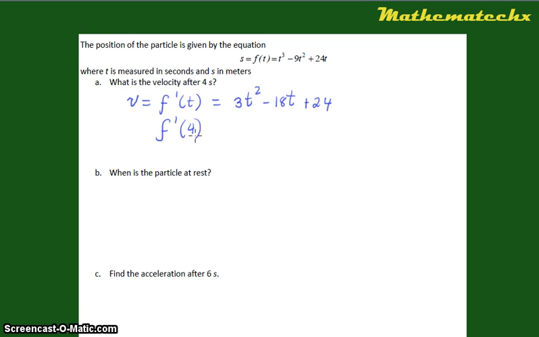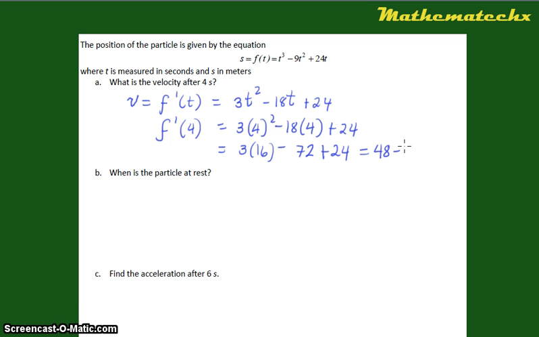So if the question is asking what is the velocity after 4 seconds, that means you just have to get f prime of 4. And that means you change the t by 4. So just put the 4 in every t and then plus 24, and then you simplify the expression. 4 squared is 16, so this is 3 times 16. 18 times 4 is 72, and then plus 24. 3 times 16 is equal to 48, and then minus 72 plus 24.